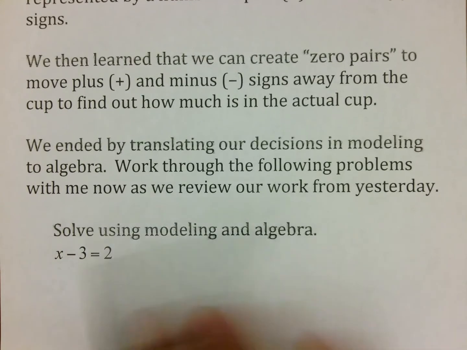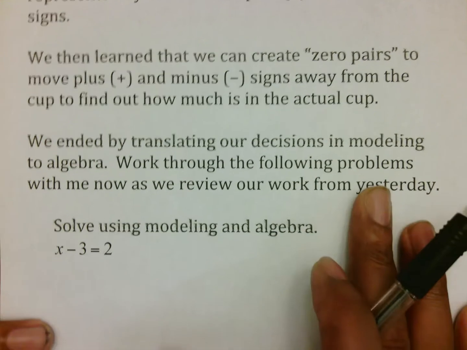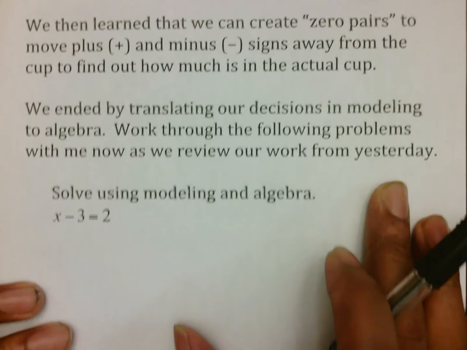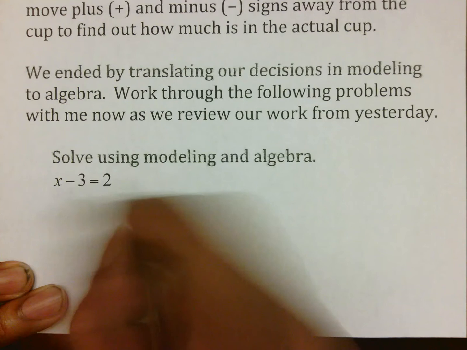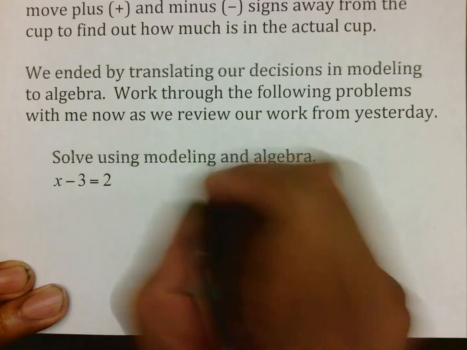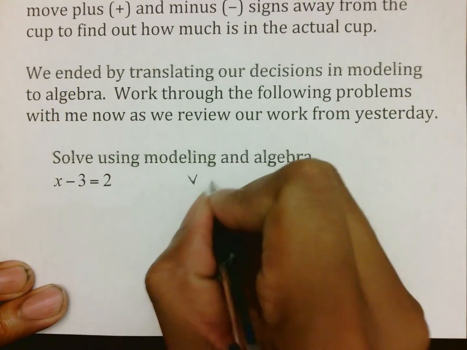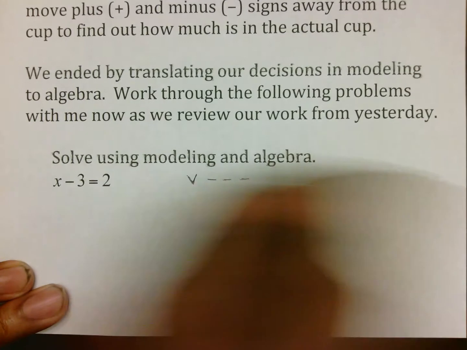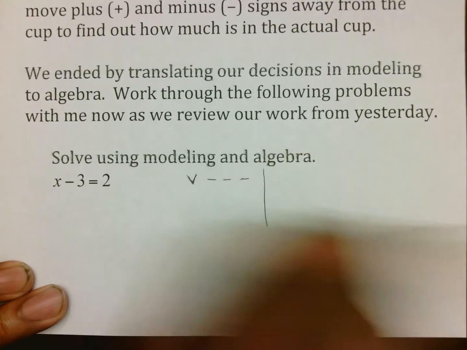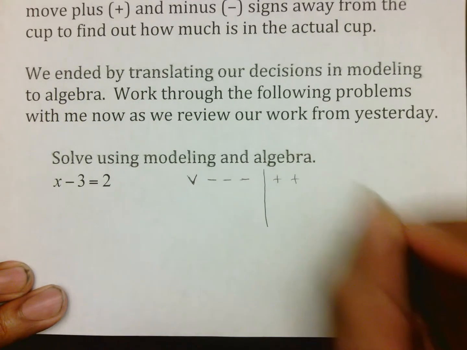So work through the following problems with me now. I believe this is on your worksheet, and it is. Yes, it is. So work through these for your notes so you can keep them and bring it back to memory, and so that we can review our work from yesterday. So what we did yesterday in the end was we took x minus 3 and we modeled it with a cup and 3 negatives. Equals meant draw a wall, if you remember, and then 2 represented 2 pluses.